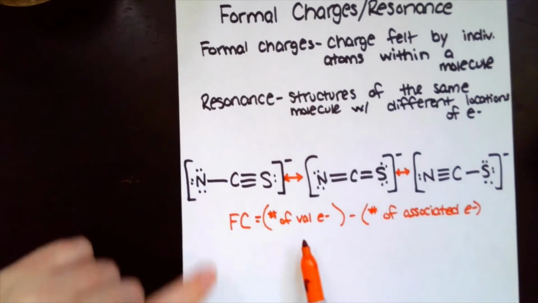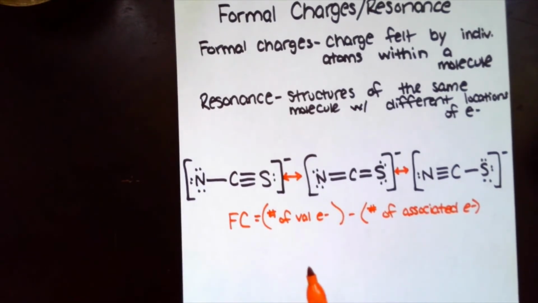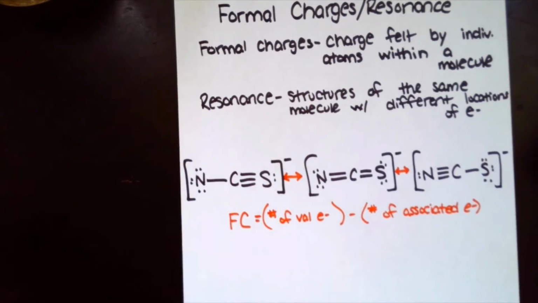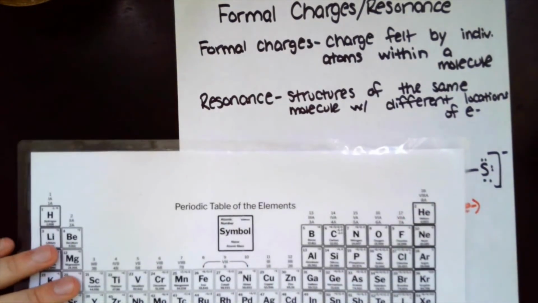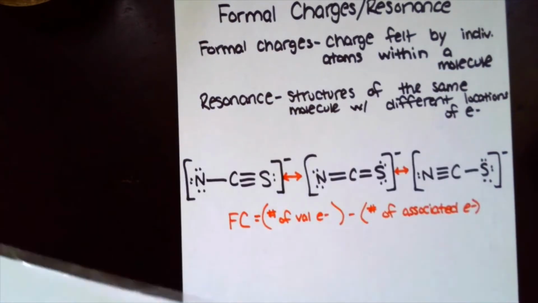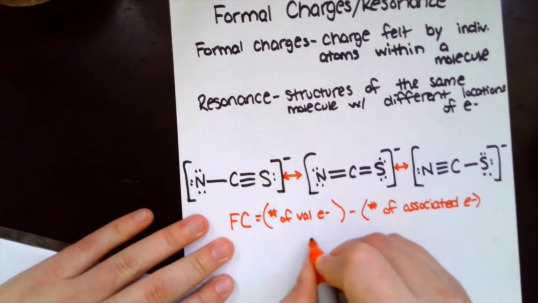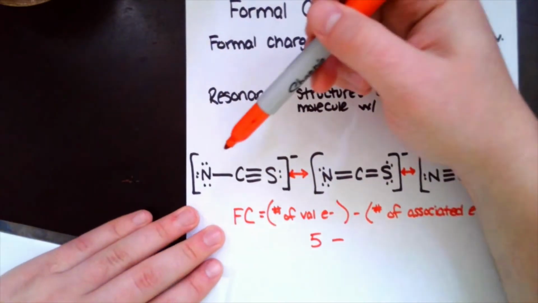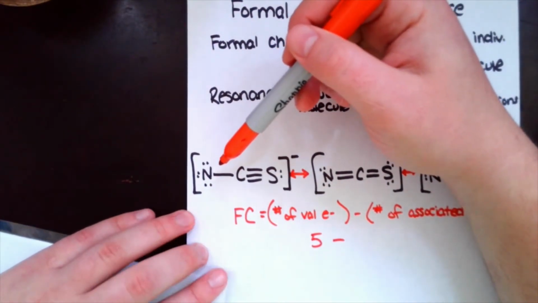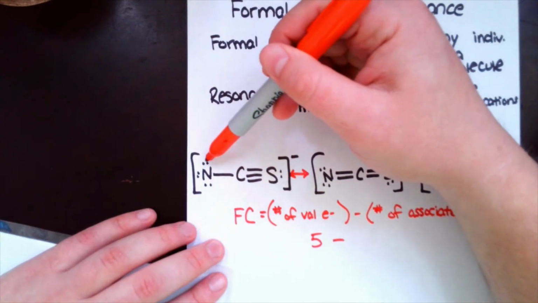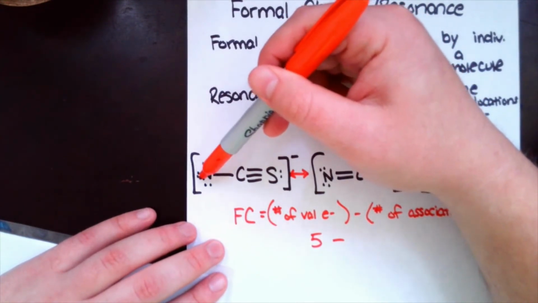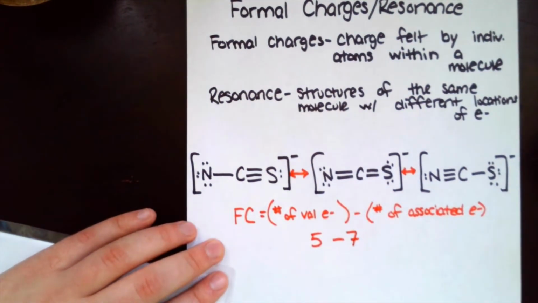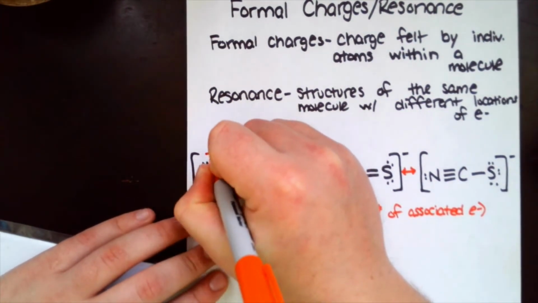Nitrogen. Well, the number of valence electrons, just as in the last chapter, you get that from the periodic table. So remember, nitrogen has 5 valence electrons. So we'll put 5 minus the number of associated electrons. Again, count every line and dot that touches nitrogen. So we've got 1, 2, 3, 4, 5, 6, 7. 5 minus 7, nitrogen has a -2 formal charge.